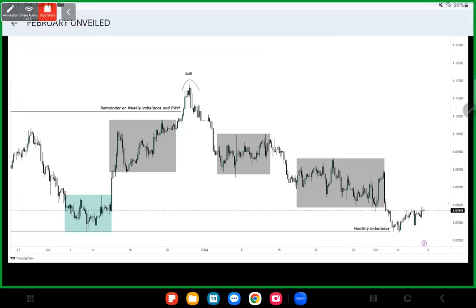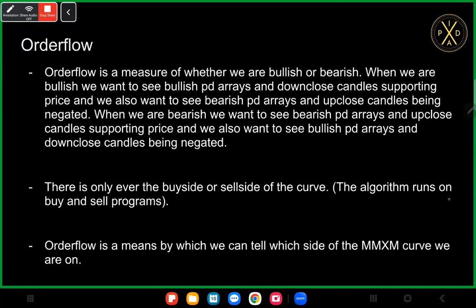All right, so I'm going to move on to the next slide. So, order flow. Order flow is a measure of whether we are bullish or bearish. When we are bullish, we want to see bullish PD arrays and down close candles supporting price, and we also want to see bearish PD arrays and up close candles being negated. When we are bearish, we want to see bearish PD arrays and up close candles supporting price, and bullish PD arrays and down close candles being negated.